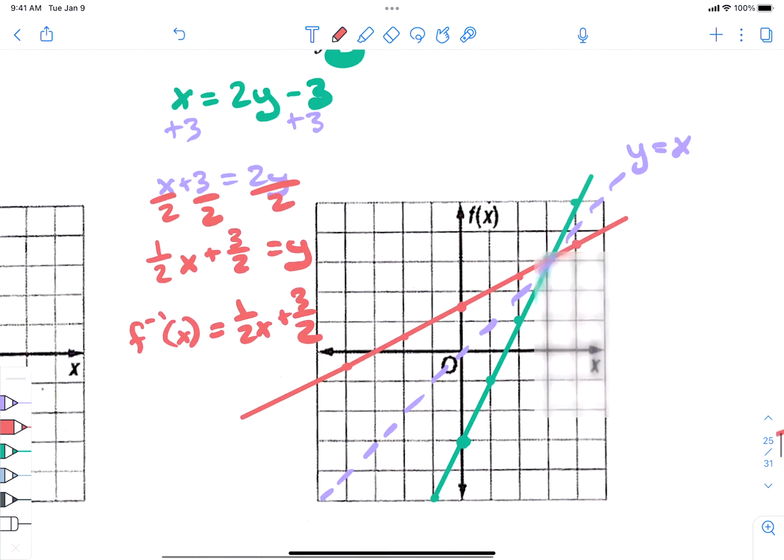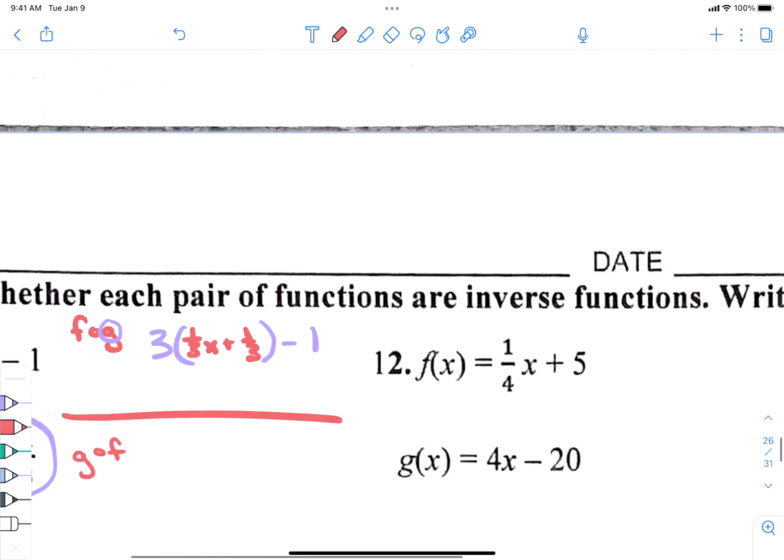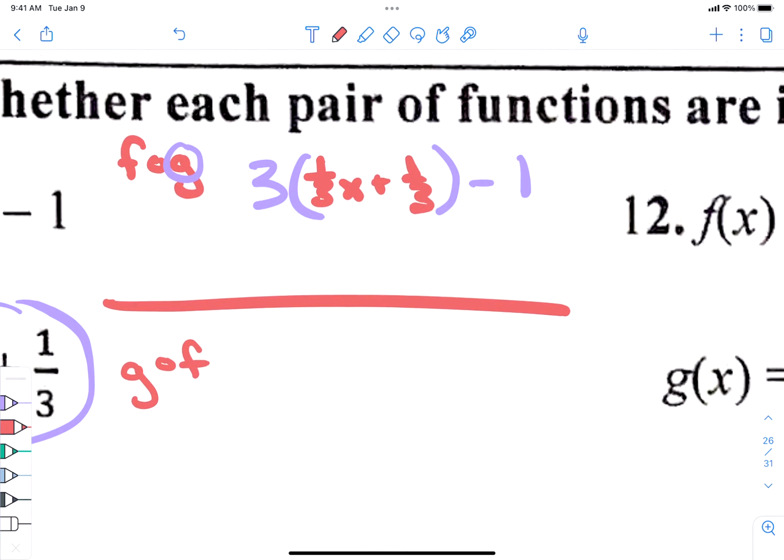X, right? When we graph inverses, they're reflected across the line y equals x. So when we stuff them into each other, they have to reduce to be x, and that's kind of why that is, okay? So everything will cancel out except the x, hopefully. If it doesn't, they're not inverses.